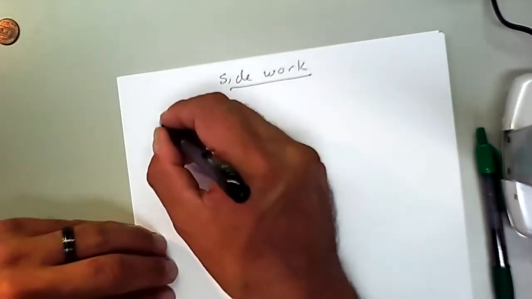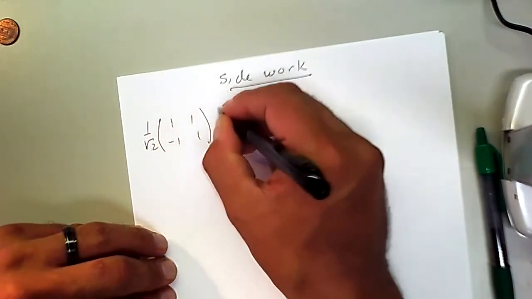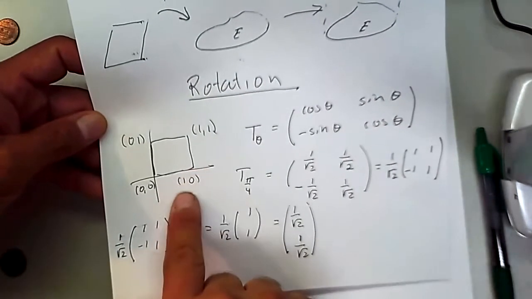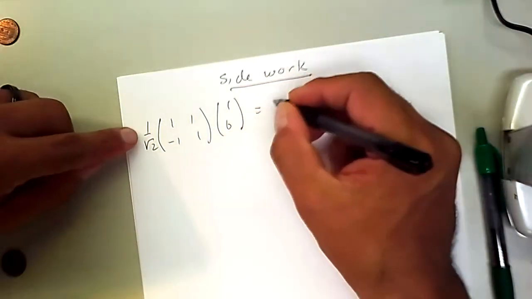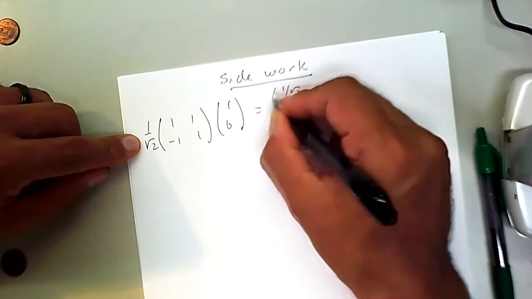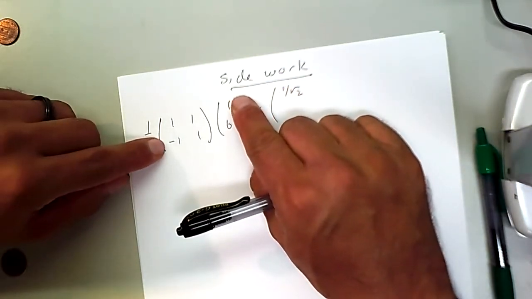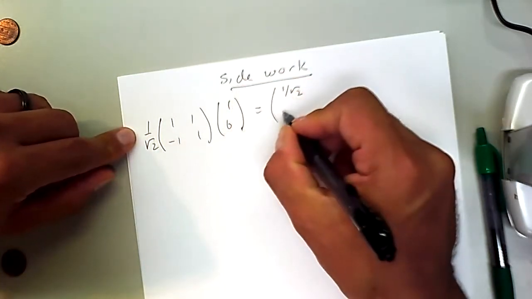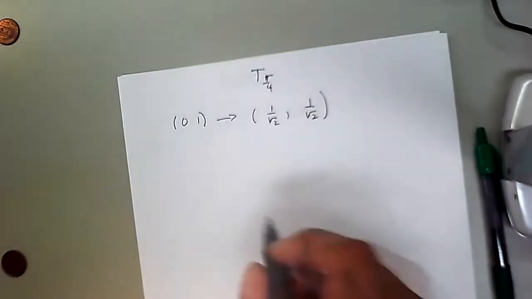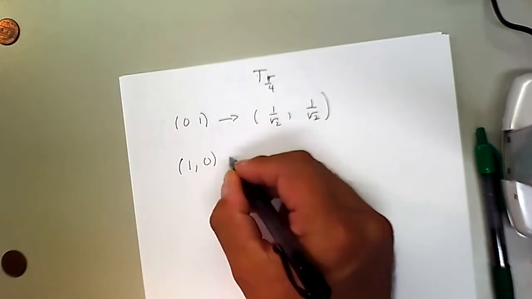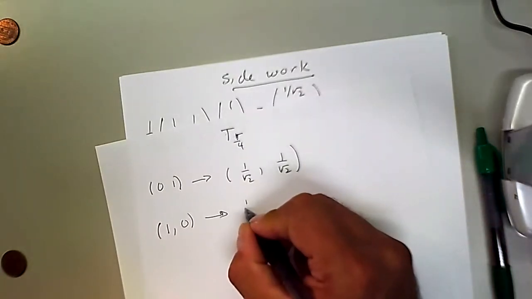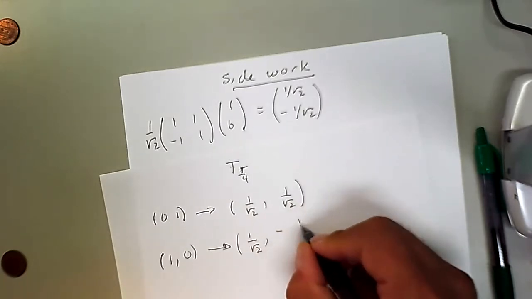So again, we're going to take this matrix, 1 over the square root of 2, 1, 1, negative 1, 1, and multiply with another corner of this square. Let's multiply, for instance, with 1, 0. We end up with 1 plus 0 is 1, multiplied by 1 over the square root of 2. And the bottom is negative 1 plus 0, which is negative 1 times 1 over the square root of 2, so negative 1 over the square root of 2. In this sheet, I'm going to keep track of what is happening. So 1, 0 multiplied with this gives us 1 over the square root of 2, comma, negative 1 over the square root of 2.